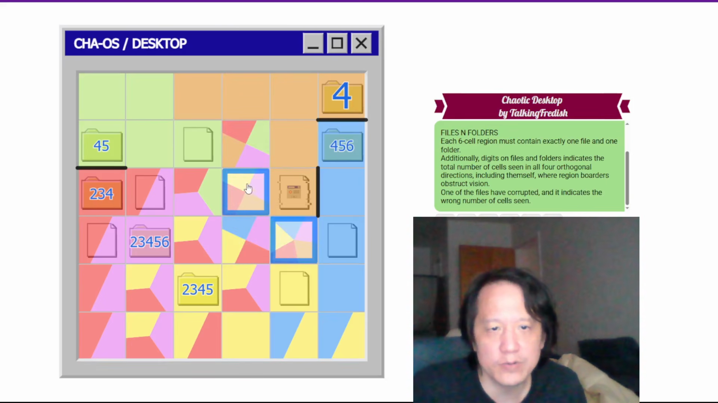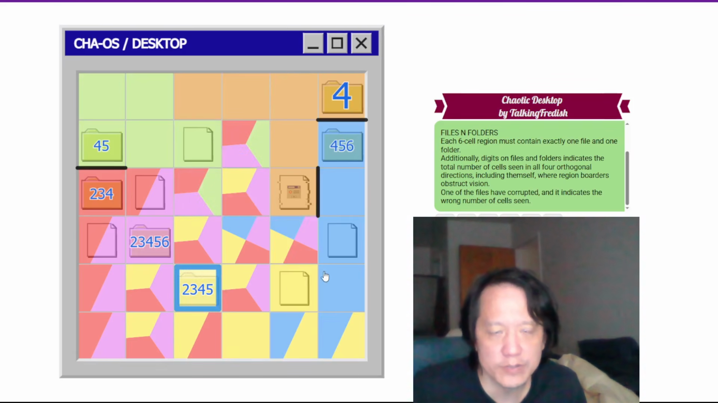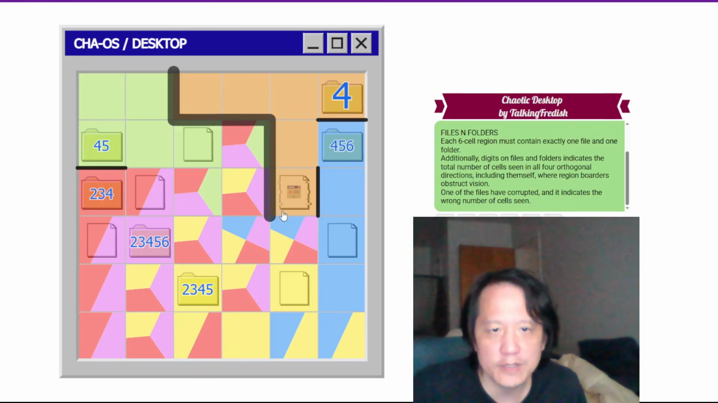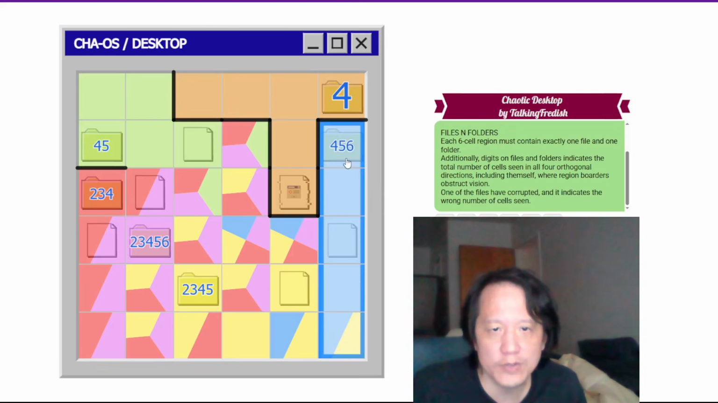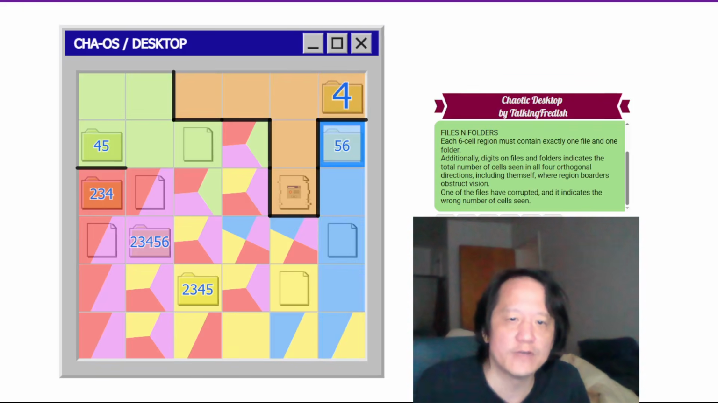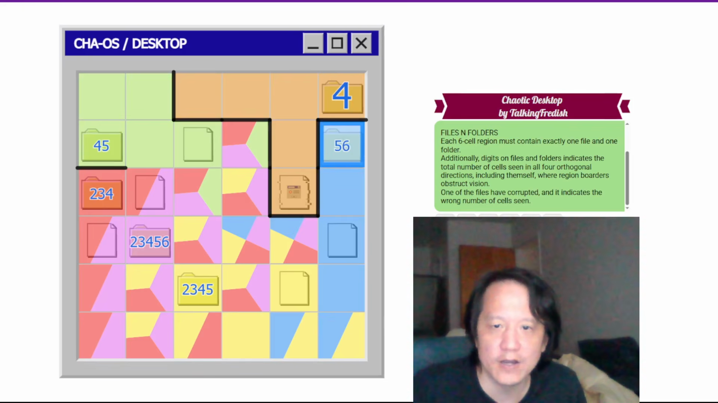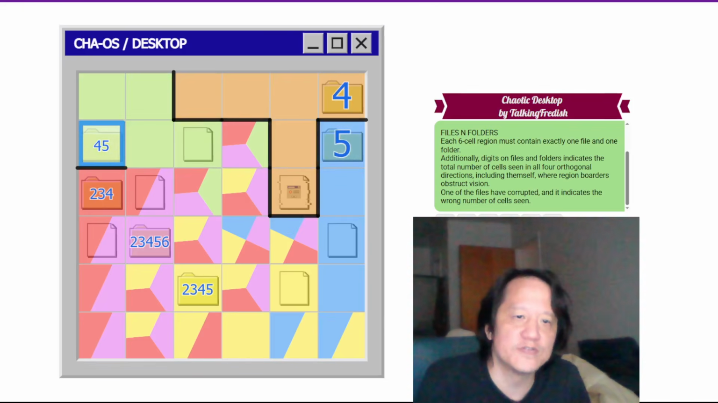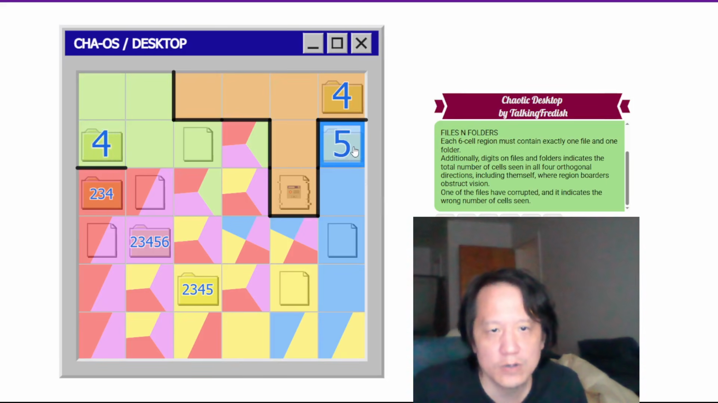These can't be orange anymore. One of these is green. We're not sure which. So this would be done that way. This has to see more than... It can't be 4 here. So this is 5 or 6. It has to be 5. That means this is 5. That's 4.